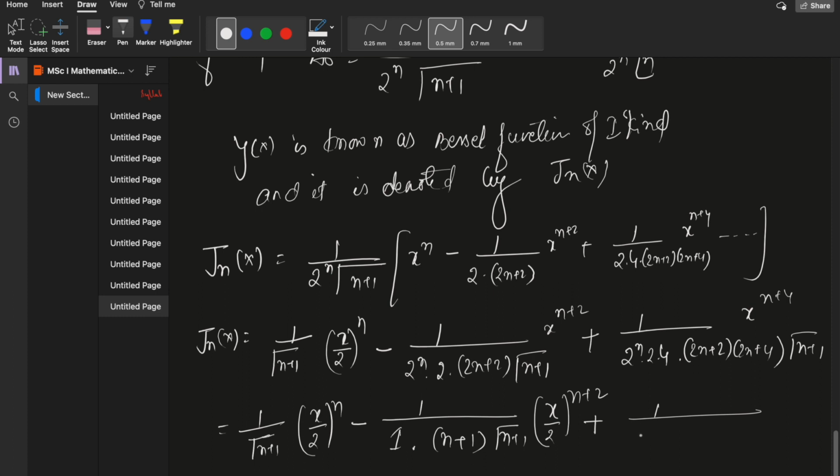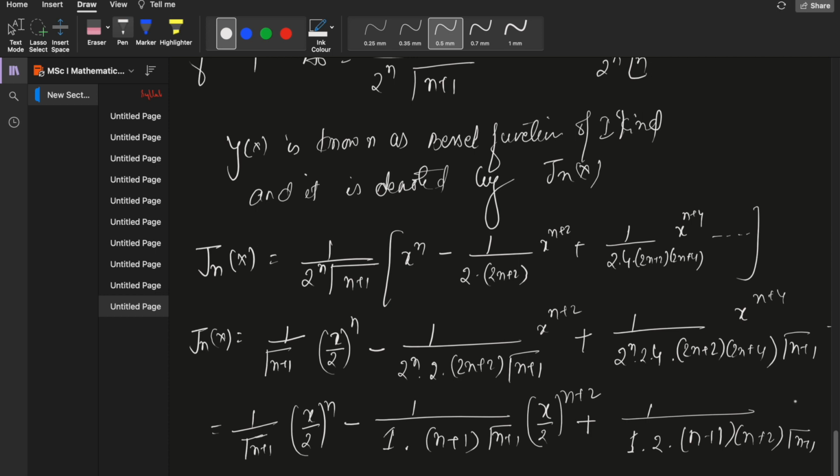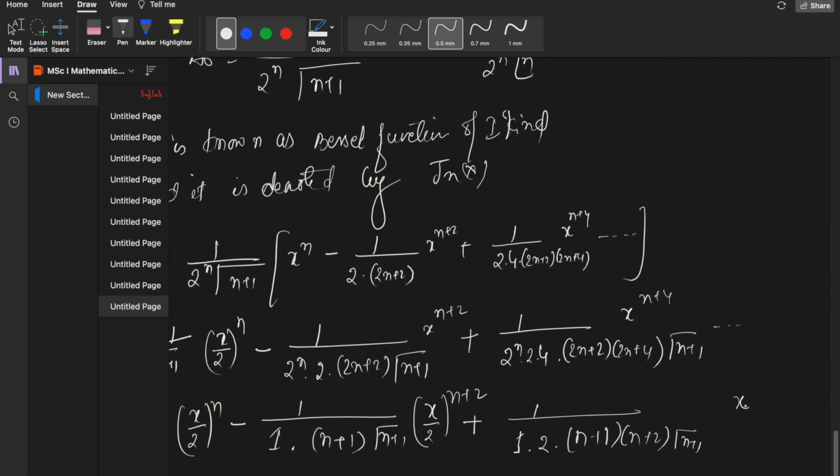So we have 1 multiplied by 2, this as it is, this is 2 to the power 2, and 1, 2 common here and 1, 2 common, so this will give me 2 to the power 4. So collectively it is called 2 to the power n plus 4 in the left quantities, and we have n plus 1, n plus 2, gamma of n plus 1, and this will give me x upon 2 to the power n plus 4, minus and so on.